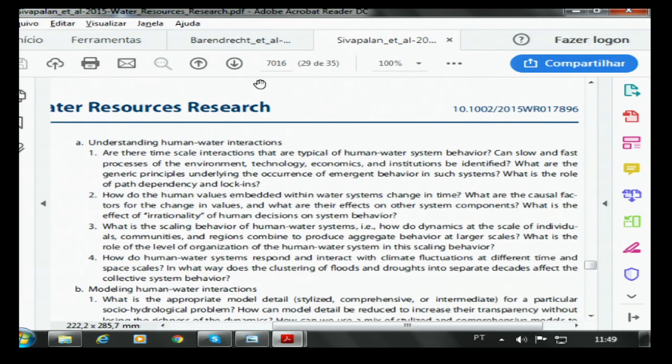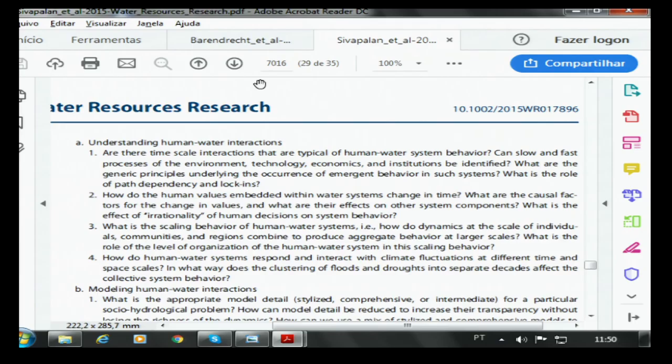Are there timescale interactions that are typical of human water system behavior? Can slow and fast processes of the environment, technology, economics, and institutions be identified? What are the generic principles underlying the occurrence of emergent behavior in such systems? What is the role of path dependence and lock-ins? Okay, lots of questions for a PhD thesis, maybe more than one.